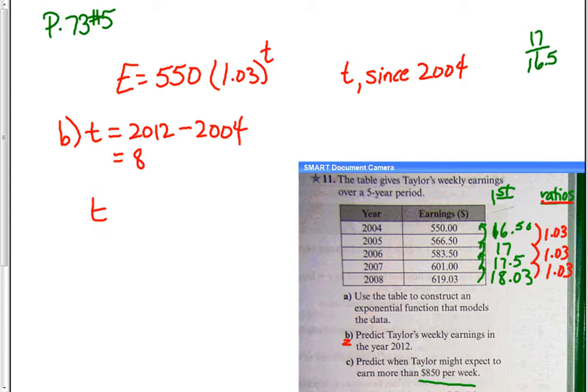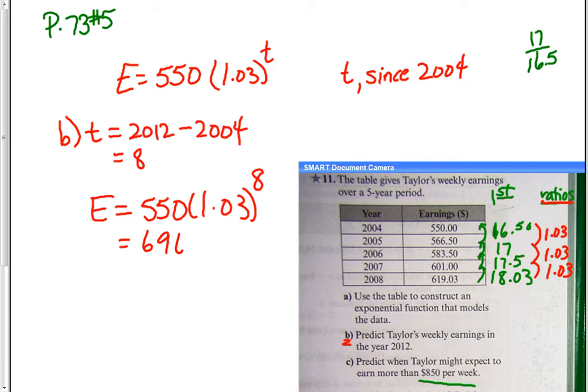So my earnings in 8 years would be 550, 1.03 to the 8. 550, 1.03 to the power of 8. Nope, I gave her a really good rate of increase there. 1.03 to the power of 8 is 696.72. C asks us to predict when she might expect to earn more than 850. So we are solving the equation, when is 850 equal to her earnings?